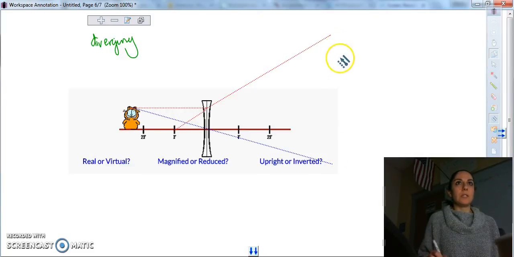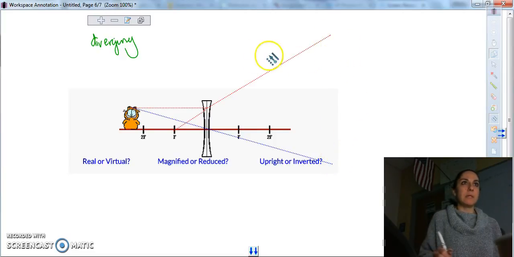So you can see these two refracted rays do not meet, which means they're going to meet in front of the mirror, which you can see it does. So our image, I'm not going to draw Garfield. Sorry, Garfield. I'm not going to try. I'm just going to do an arrow and pretend that he was an arrow to begin with.